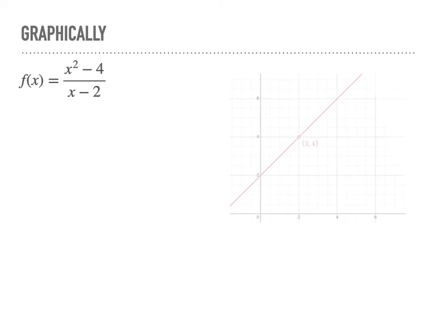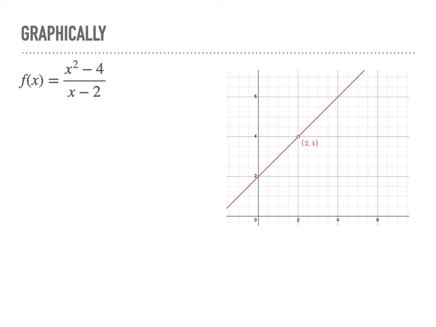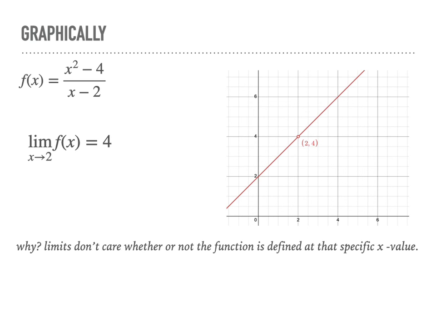Okay, moving on, let's look at it graphically, which is another way of solving this problem. We can see that it is a linear graph and has a hole at (2, 4). And from here, we can say that the limit of f of x as x approaches 2 is equivalent to 4. Again, although f of 2 is not defined for f of x, that does not mean that the limit doesn't exist. All right? So limits do not care whether or not the function is defined at that specified x value, in this case 2.